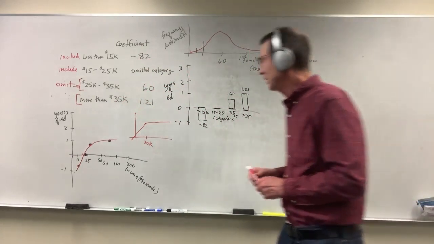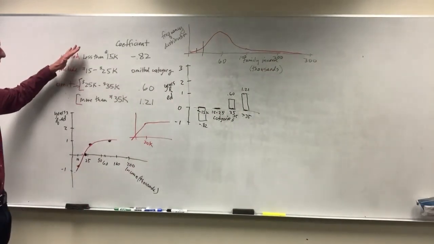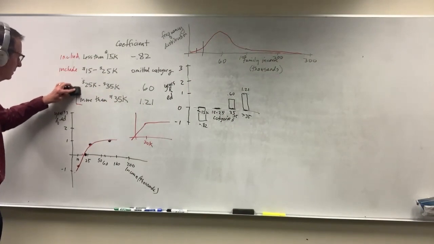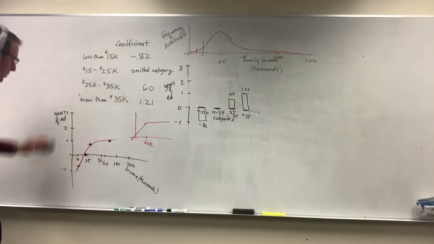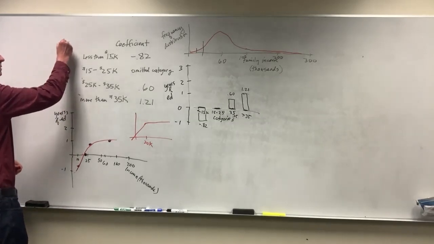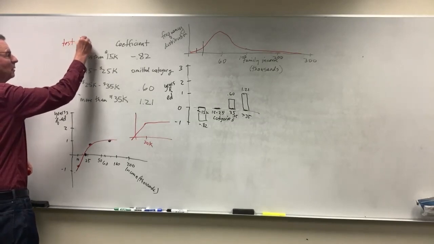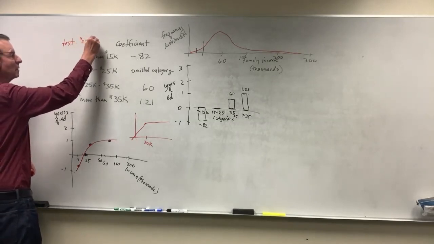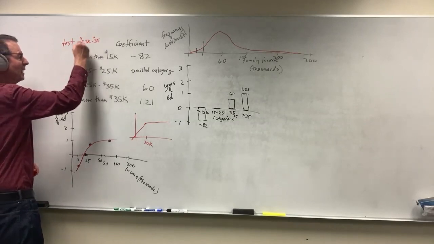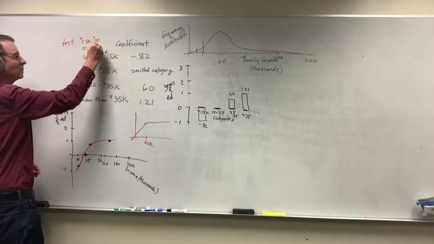Well, actually, the easiest way to do it is you can take the original run and just have Stata do a test for whether 25 to 35K equals more than 35K.